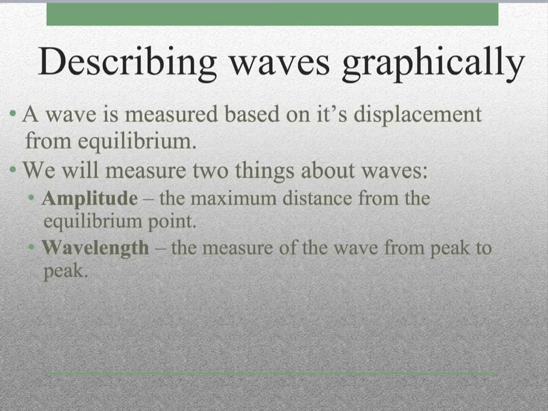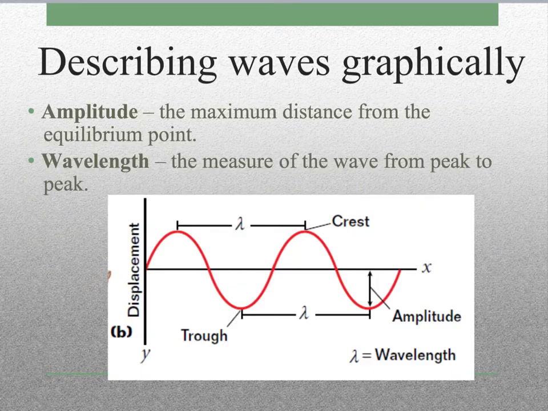Let's take a closer look at describing our waves graphically. Remember, we've talked about amplitude before, and a wave is measured based on its displacement from equilibrium. Equilibrium is that center point. The two things we'll talk about here are amplitude, which is the maximum distance from the equilibrium point, and wavelength. Wavelength is the distance of the wave from peak to peak. Let's look at a picture of what that is.